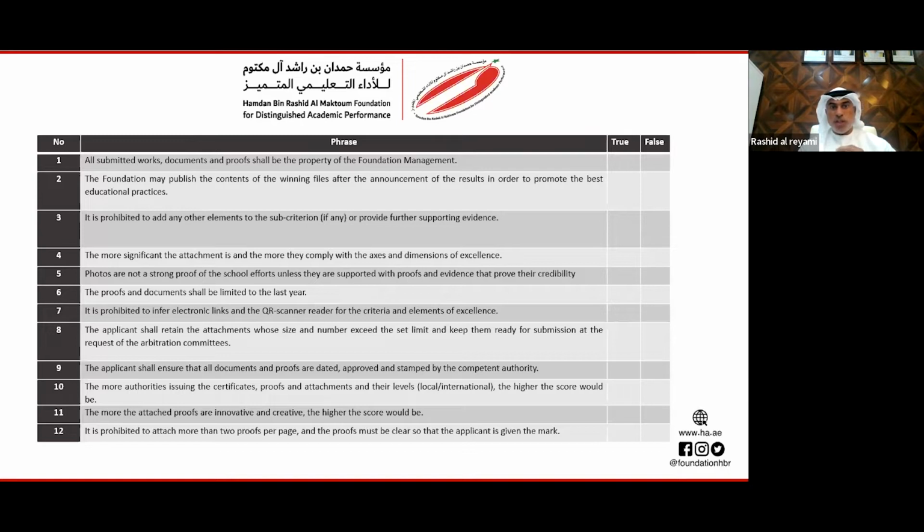The more authorities issuing the certificates, proof, and attachments, and the higher their levels, local or international, the higher the score would be. True. The more the attachments are approved, innovative, and creative, the higher the score would be. Yes, it is true. It is prohibited to attach more than 2 proofs per page, and the proof must be clear so that the applicant can be given a mark.